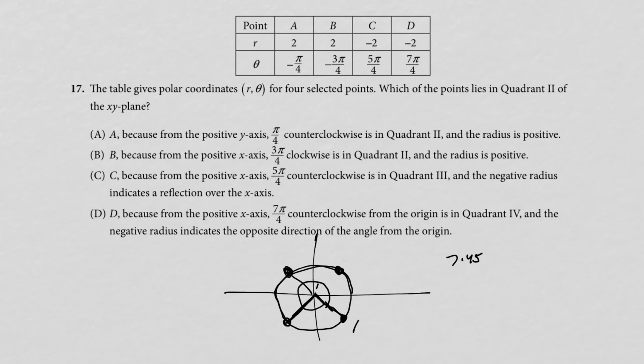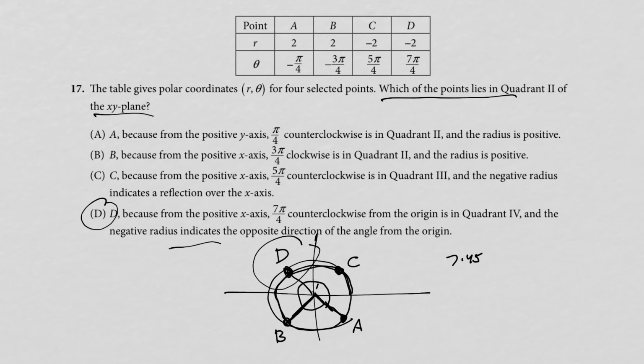So it was A, B, C. Okay, which of the points lies in quadrant 2? Well, it's point D. Oh, they got a whole thing, but it's point D. Because from the positive axis, it's clockwise from the origin, so we go all the way here, but then the negative means I go in the opposite direction.